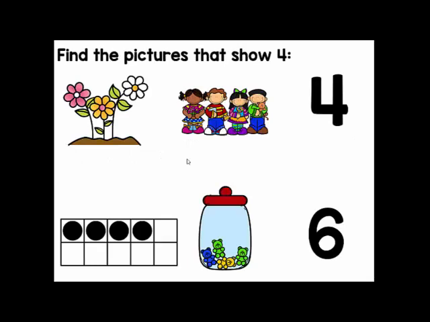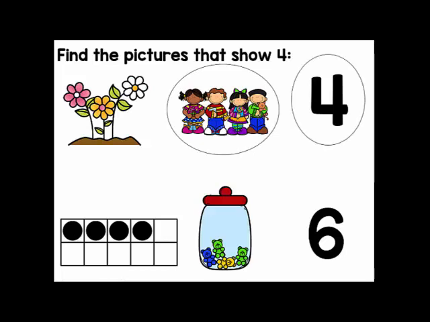Let's find the pictures that show number 4. How many flowers can you see? 1, 2, 3. There are 3 flowers. We are looking for number 4, so we will not circle the flowers. How many children can you see? 1, 2, 3, 4. There are 4 children.